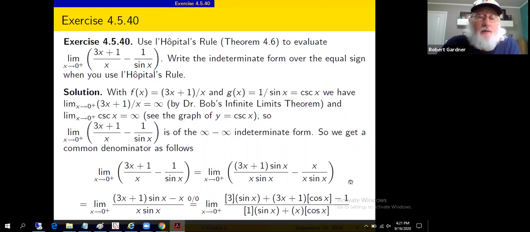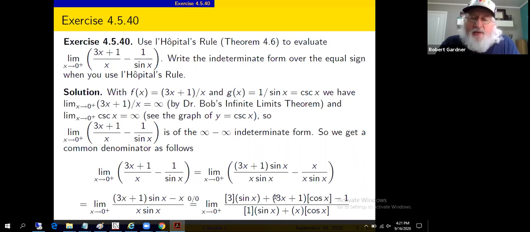Okay, so derivative of the numerator and derivative of the denominator. Not a quotient rule. Looks like I have to use a product rule in the numerator here and in the denominator here. So product rule to find the derivative of this. Derivative of the first is 3 times the second, sine x, plus the first, 3x plus 1, times the derivative of sine, which is cosine, derivative of the second.